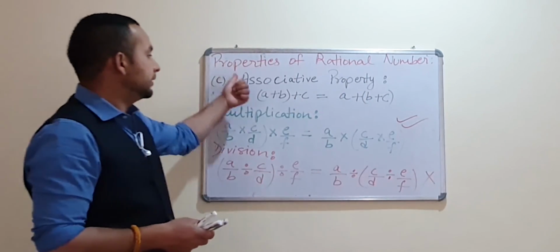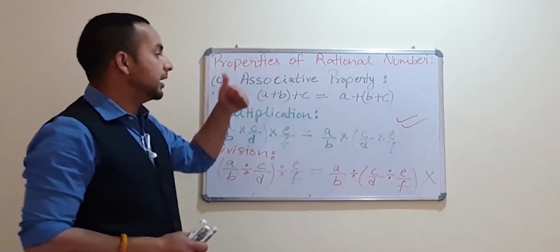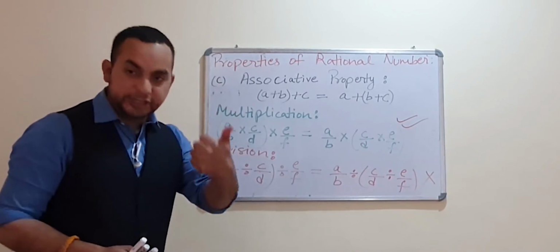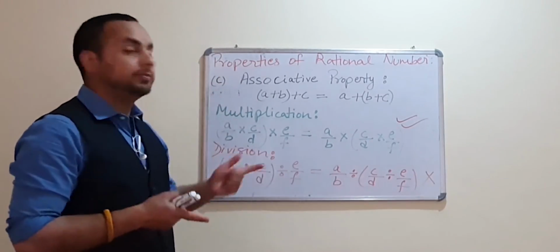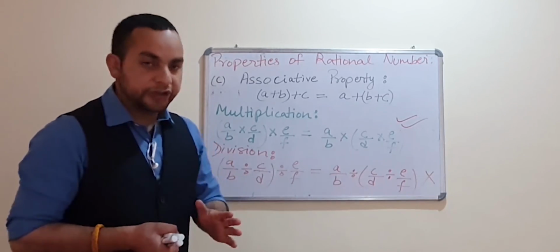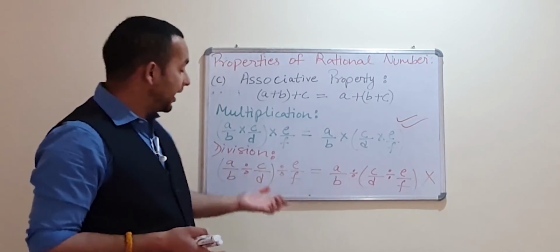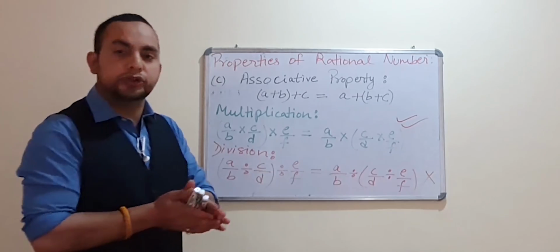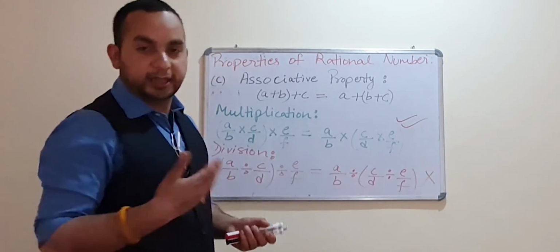So associative property is applicable for addition and for multiplication. Subtraction we already verified, and for division you have to check it by your own self. That is homework for you.